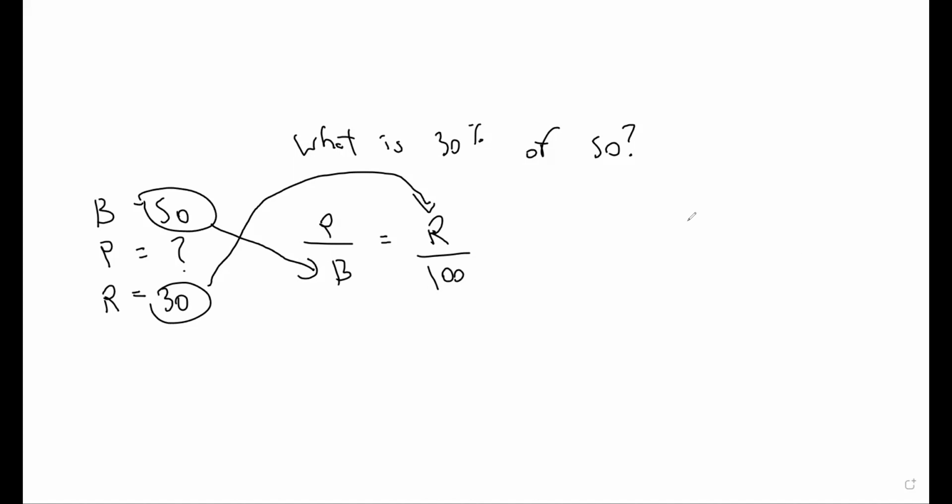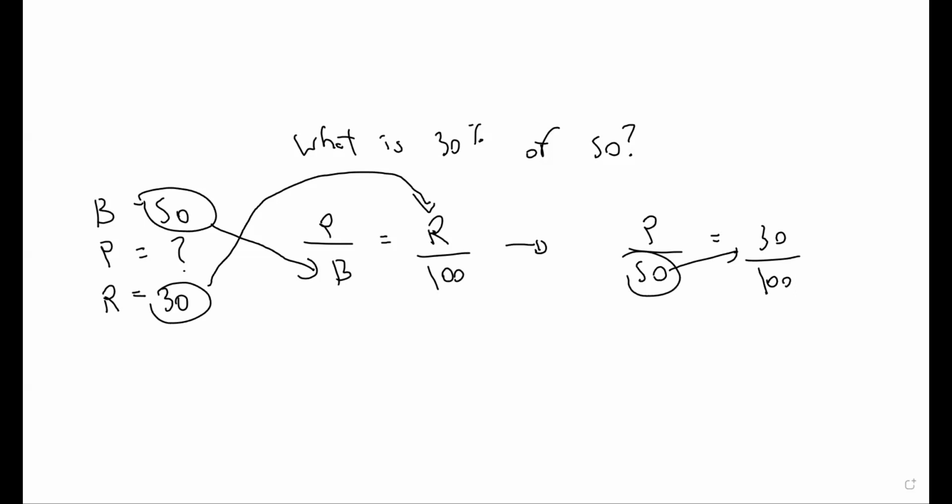Let's see. So let's plug these in. This gives us P over 50 is equal to 30 over 100. So this is just expressing that this smaller number compared to 50 is equal to 30%, or the ratio between them. And then the last step is just solve for your remaining variable. So solve for P, and you just use the previous methods that we learned. In this case, you have divided by 50, so you just move this to the other side and change it to multiplication.